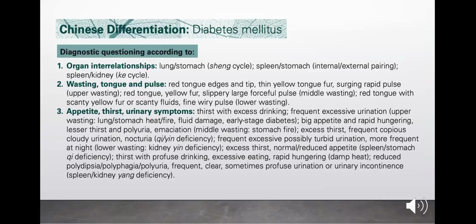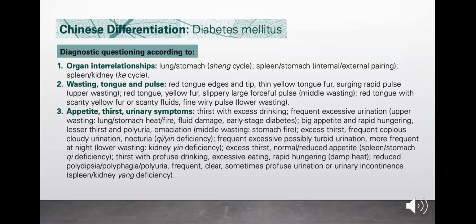Wasting, tongue and pulse: a red tongue, edges and tip, thin yellow tongue fur, surging rapid pulse in upper wasting. For middle wasting, the tongue is red with yellow fur, slippery, large, forceful pulse. For lower wasting, there will be a red tongue with scanty yellow fur or scanty fluids, fine, wiry pulse.